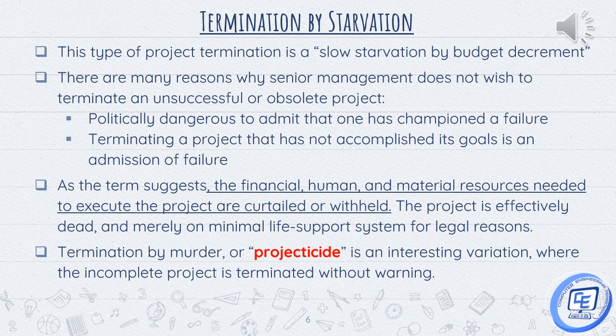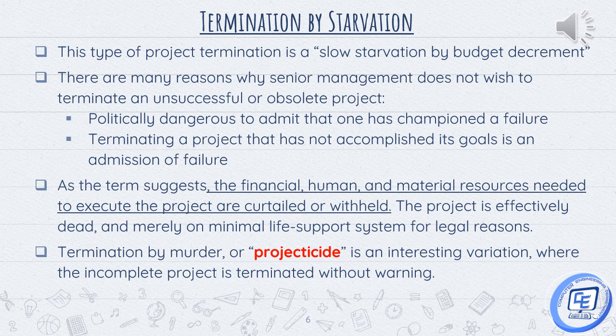Next is termination by starvation. It's very easy to understand this one. If something starves to death, it means it didn't receive the basic needs required to sustain. Simple. These needs for a project can vary from financial, human, or material resources. One interesting term is coined here, which is called projecticide. Sounds like suicide, right? This means termination of a particular project without any prior warning.